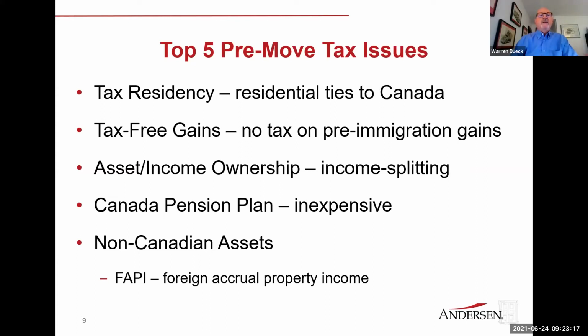Non-Canadian assets. Canada, like many other countries, has a tax regime that seeks to tax earnings outside the country. Residents of Canada are taxable on their worldwide income. If they, for example, set up a corporation in the Bahamas or some other tax-free jurisdiction, they'll still be taxed in Canada on the earnings from that, even where they're not distributed. This is what's called the Foreign Accrual Property Income Regime, or FAPI, as it's known by its acronym. Like the US has a controlled foreign corporation regime, and others.